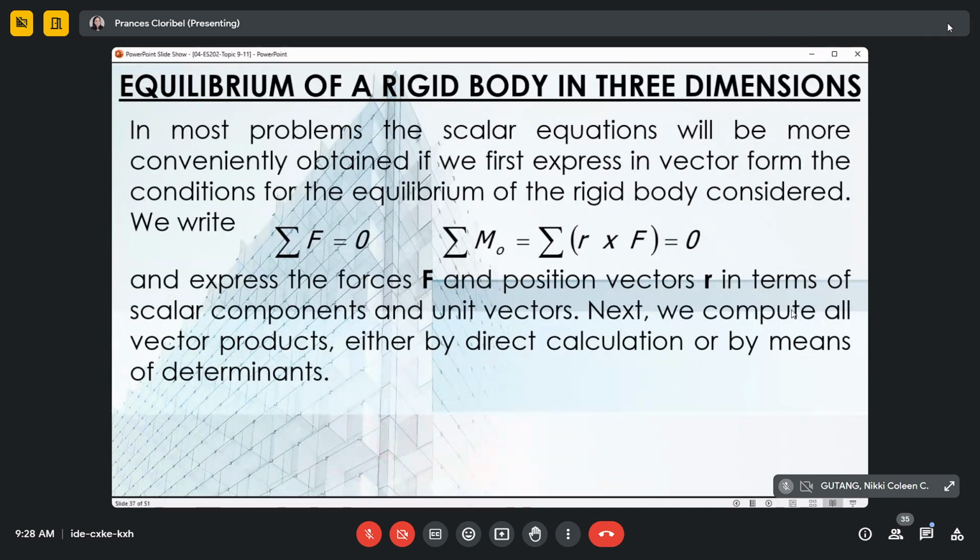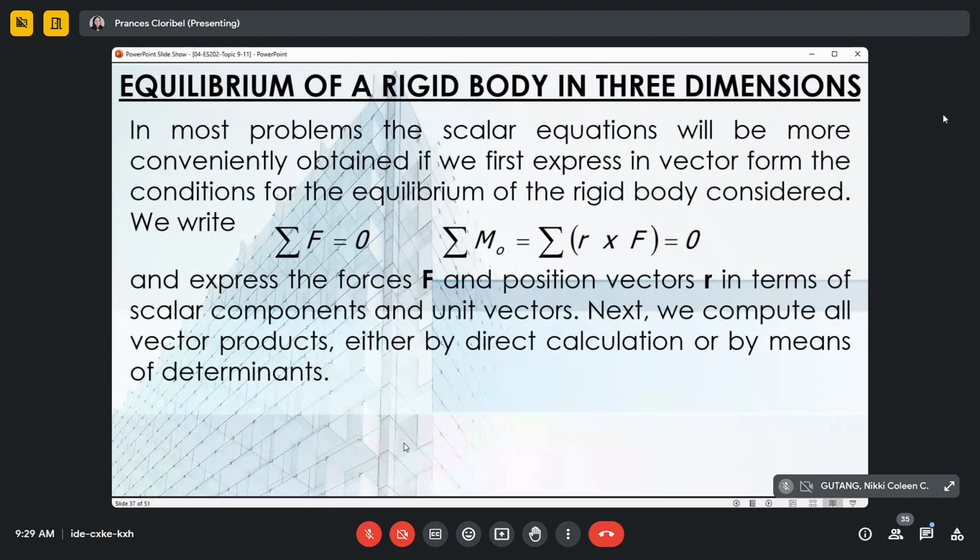Next, we compute all the vector products either by direct calculation or by means of determinants. Okay? So determinants is when you use your matrix. I-arrange na ato ang atong equations with its coefficients, and then pangitaon na ato kung upat ka rows, kuha na ato get its determinant.